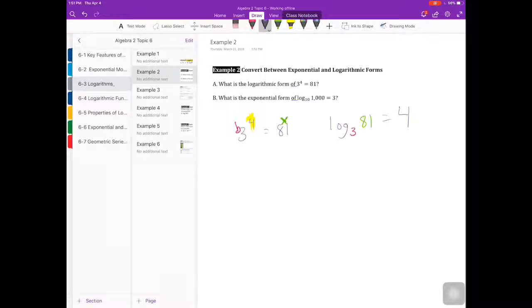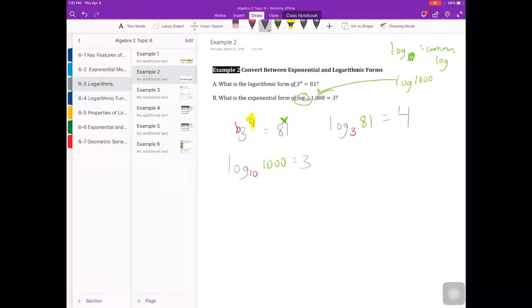So our exponent. Then if we do the exponential form of log base 10 of 1,000. Now, what you need to know is that log base 10 is called the common log. So when you see log base 10, this is called the common log. And we typically just don't even write the 10. So if you just see log of 1,000 like that, it means the same thing as this. So again, I'm going to write it down here and color code it for you, log base 10 of 1,000 equals 3.